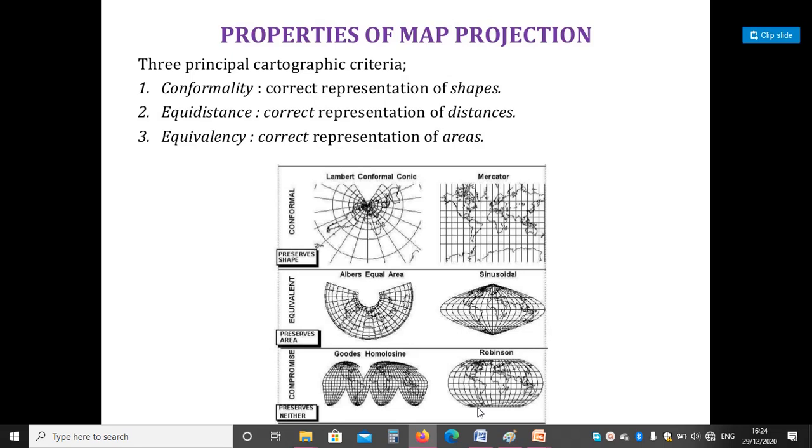Conformality map projection gives the correct representation of shape. If you want the correct shapes of an area, then you can use conformality map projections. If you require the exact distance of that area, then you can use equidistance map projections. If you want to know how much area is covered by a water body or agriculture, then you can use equivalency map projections. These are the properties of map projections.